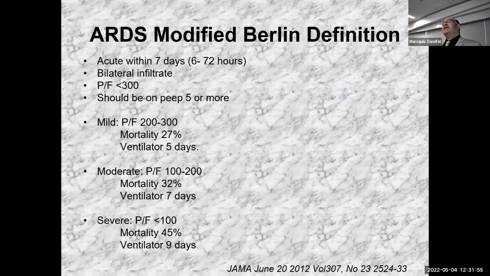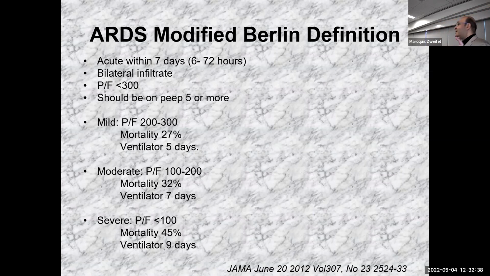Okay, so this is the modified Berlin definition, and this is the reference on the bottom if you would like to read the study. So acute, within 7 days. Some people think maybe acute means 6 to 72 hours, but it's okay to use up to 7 days. A bilateral infiltrate on the chest X-ray, PF ratio less than 300. We used to use 200, and we used to call 200 to 300 acute lung injury before 2012. Now they said there is no acute lung injury, all is ARDS, but of different severities. And they divided the severity in this study into mild, moderate, and severe based on the PF ratio. So 200 to 300 is mild, 100 to 200 is moderate, and less than 100 is severe.